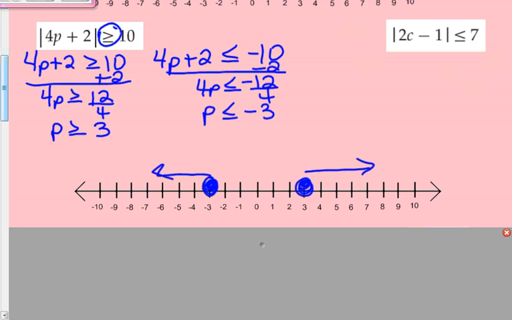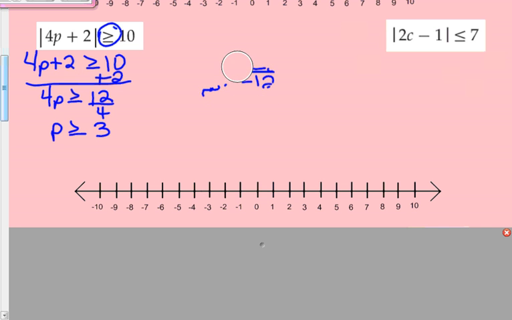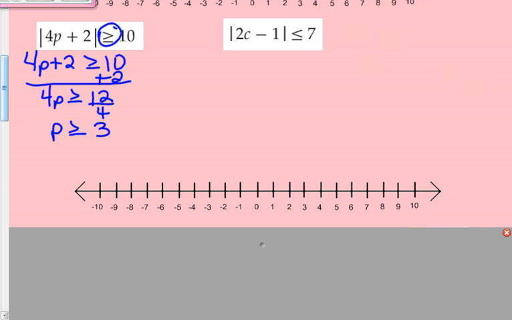Okay, now we're going to clear this off and do one more. Pull over this problem. The absolute value of 2c minus 1 is less than or equal to 7. Two scenarios. 2c minus 1 is less than or equal to 7, just like it says, or 2c minus 1 is greater than or equal to a negative 7.